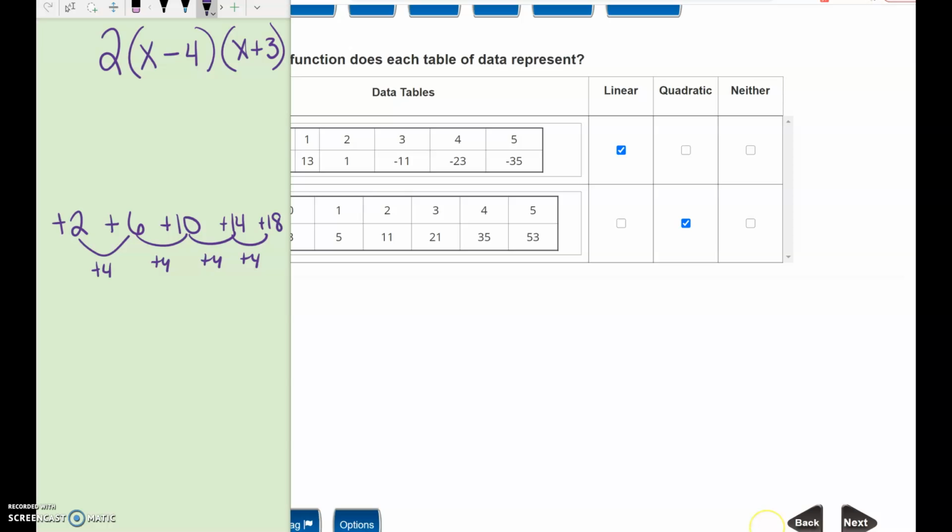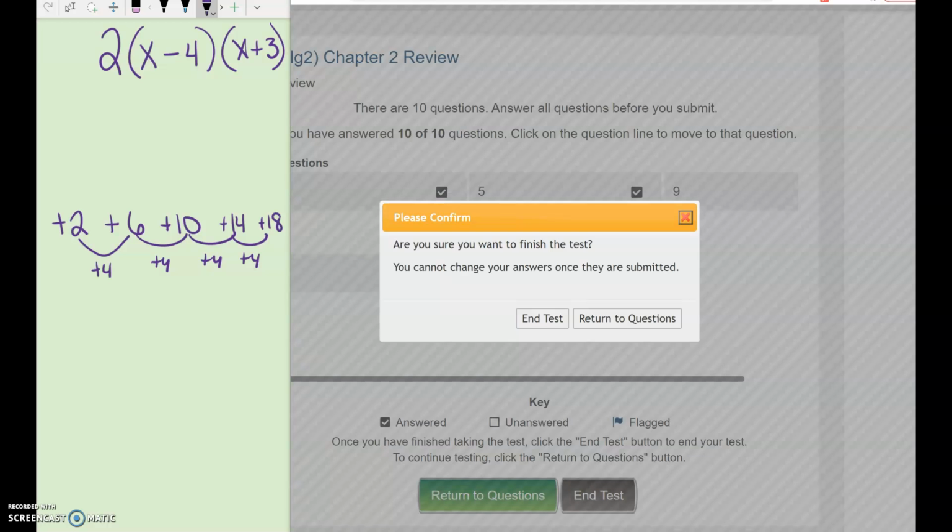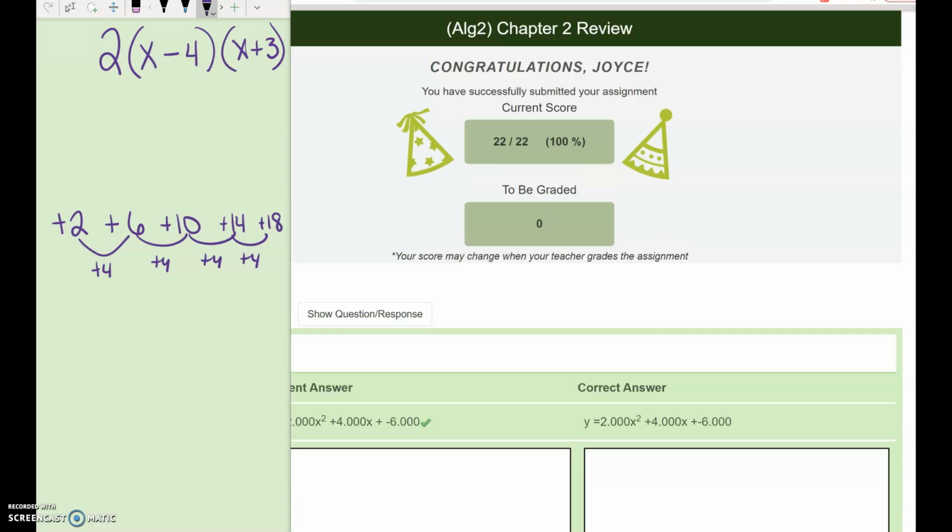And I believe that is it. Yep. Woohoo, 100%.